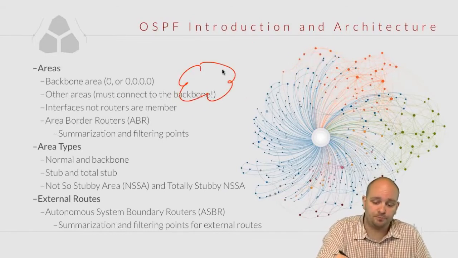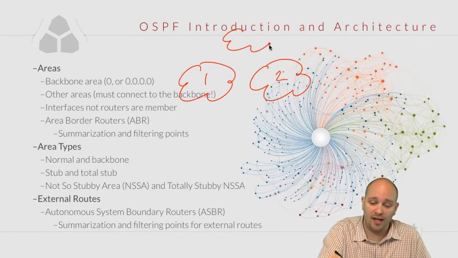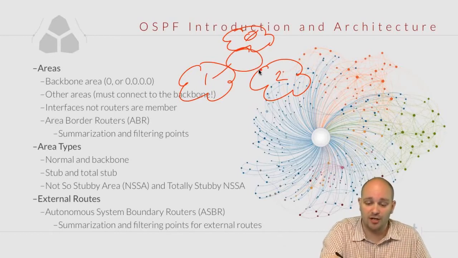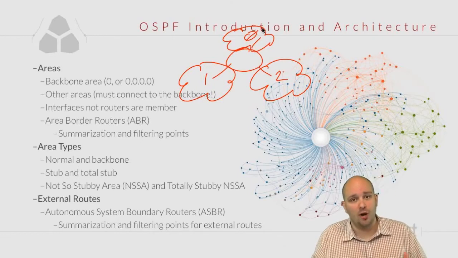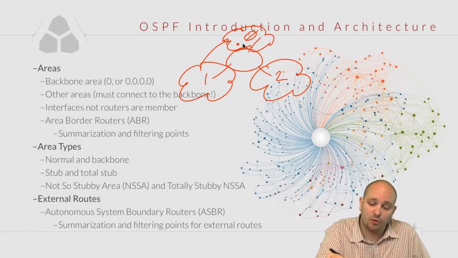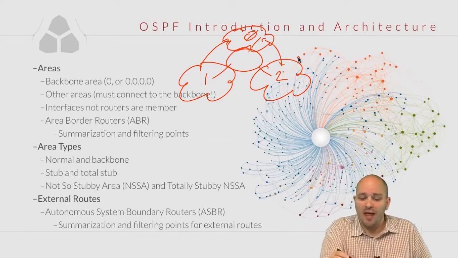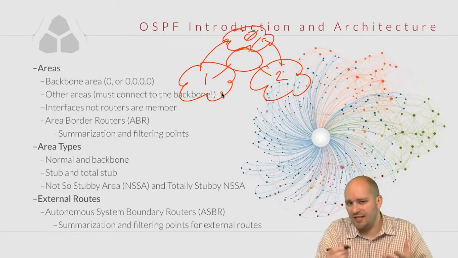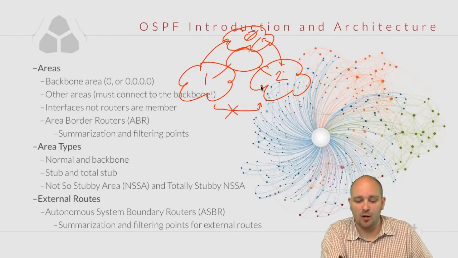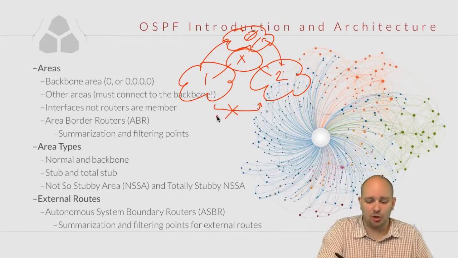I could have area 1 here, I could have area 2 here, and I would have area 0 here, and I could have a single router that has connections in areas 1, 2, and 0, but this still means that area 1 is connected to area 0 and area 2 is connected to area 0. Technically speaking, or I should say logically speaking, there is no connectivity between areas 1 and 2, even though we have a single router that is interconnecting them.